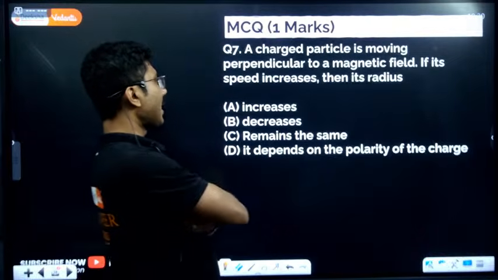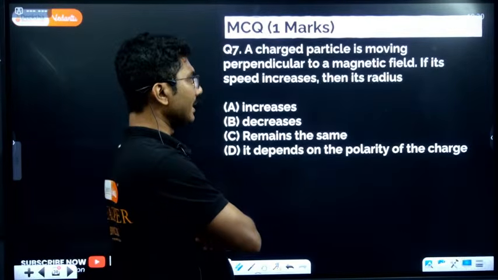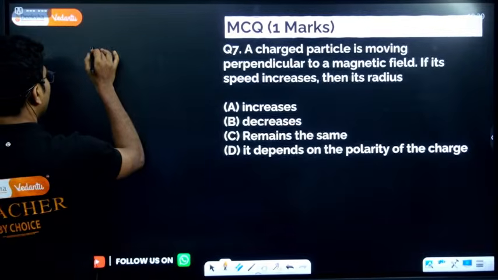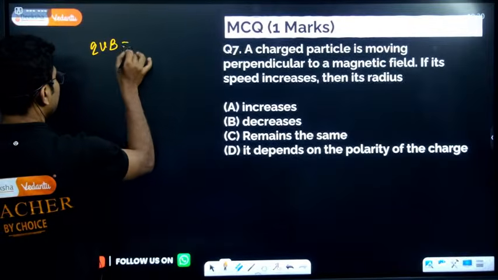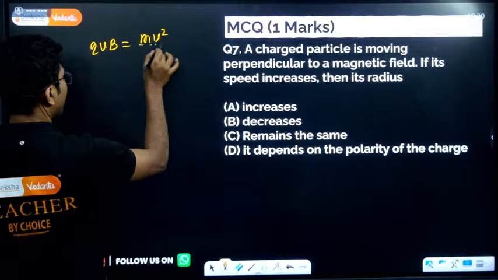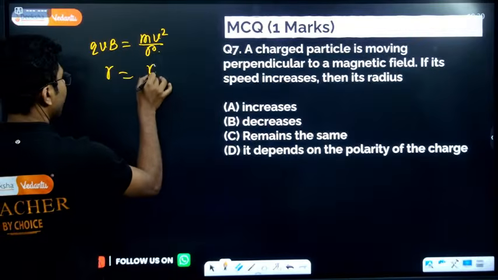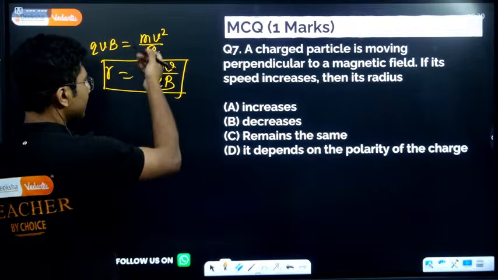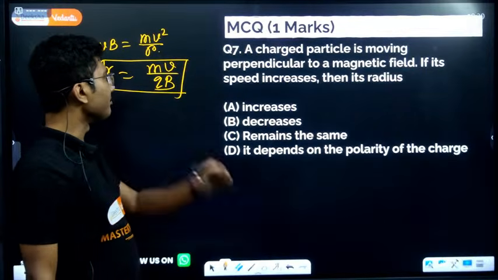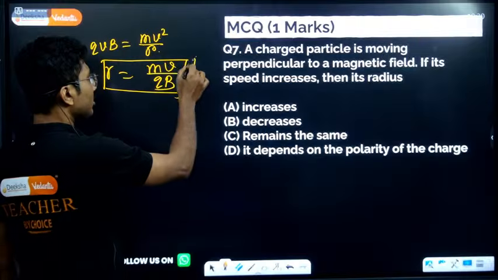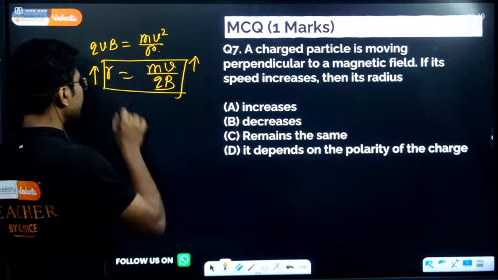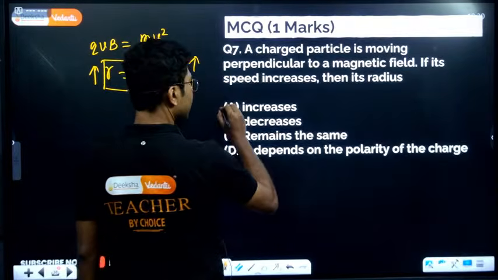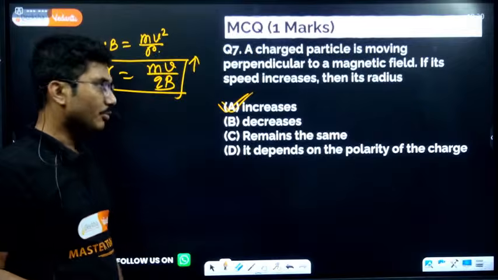Next, a charged particle is moving perpendicular to the magnetic field. Its speed increases, then its radius will be what? We know that q v B equals m v square upon r, so r equals m v upon q B. Don't worry how it is coming, we will do this derivation as well. So if the velocity or speed increases, the radius should increase as well. Radius and velocity are directly proportional.